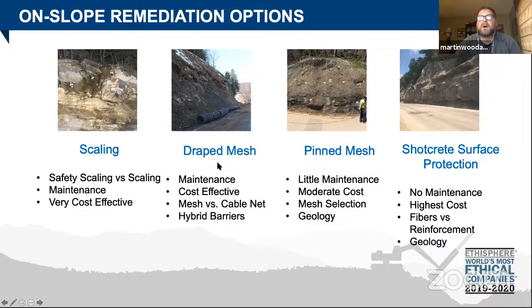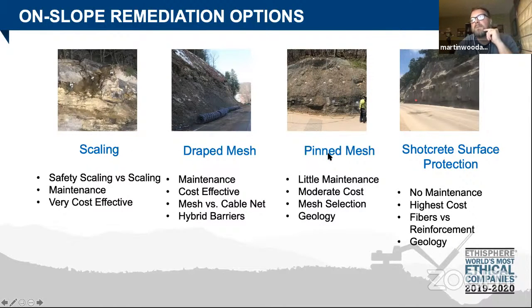When you want to go to the next step up, you can go up to the drape mesh. So there is maintenance with this. We have to be clear about that. The rocks are going to fall. They are going to fall down to the bottom. It is a cost-effective measure because it's really just anchors at the top and the cost of the material and the installation of it. You do have to start to decide about which type of material, because different materials have different costs and different capabilities. You can also combine it with other things like a hybrid barrier. So this is step one.